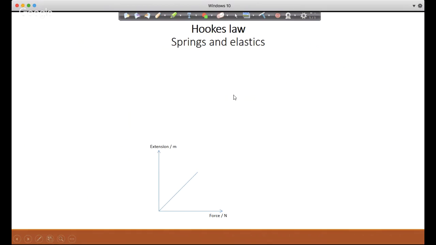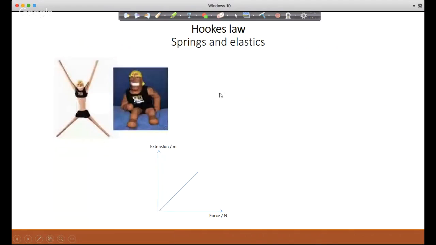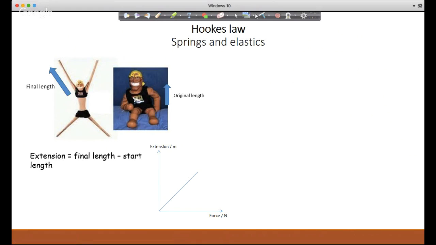Okay, so looking at Hooke's law and springs and elastics. If we've got something that's stretchy, as long as it hasn't gone past its elastic limit, every time I double the force on a spring, it will double the extension of it. So we need to make sure that we know how to measure extension. Extension is found by the final length, the stretched elastic, take away the start length. They quite like asking you questions about making sure you can measure the extension, so they might show you a picture of that.